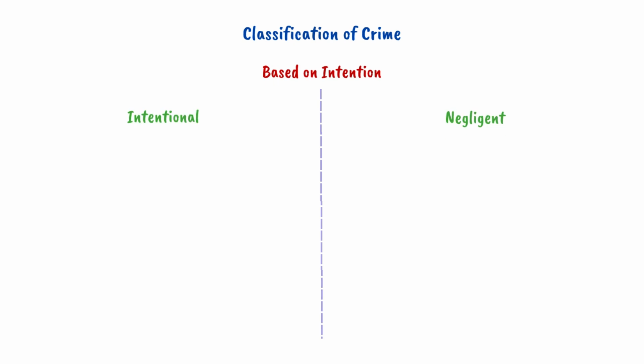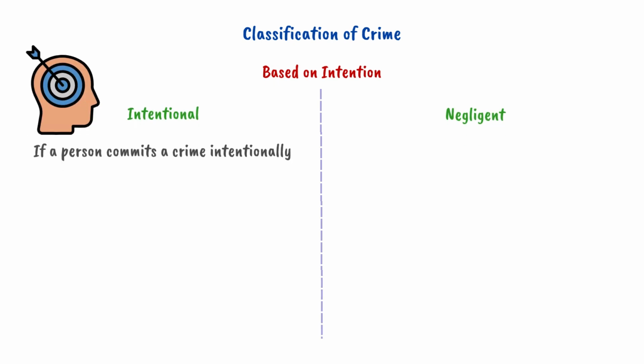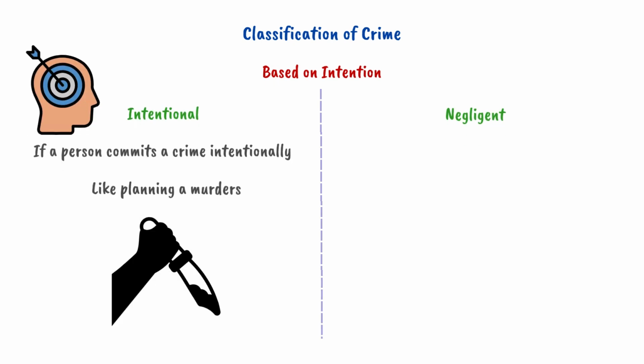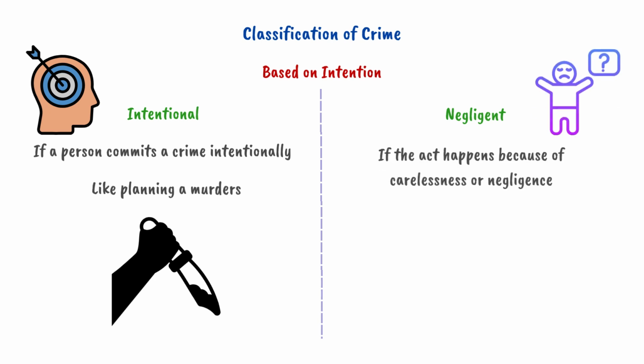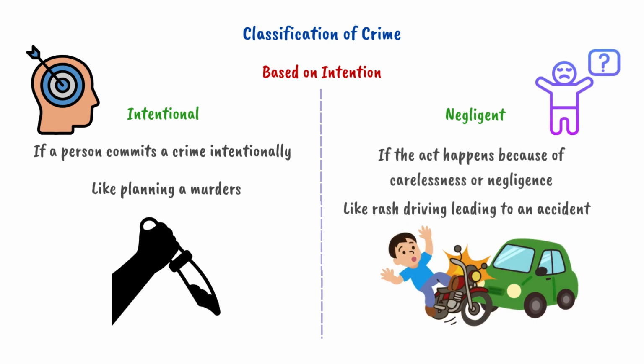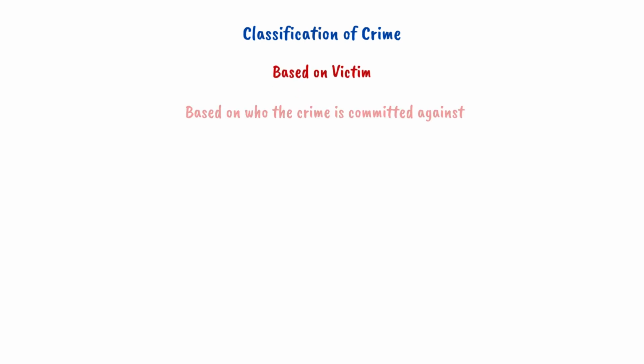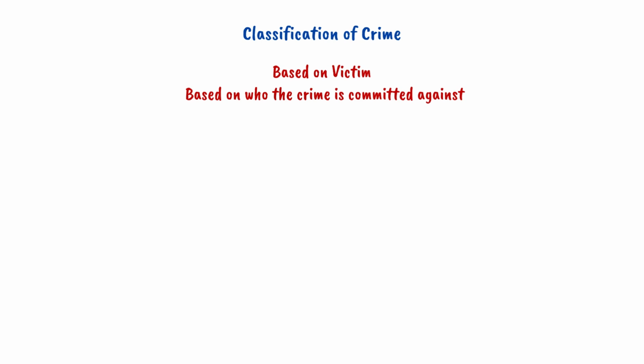Based on intention. If a person commits a crime intentionally, like planning a murder, it's an intentional crime. But if the act happens because of carelessness or negligence, like rash driving leading to an accident, it becomes a negligent crime. Based on victim, based on who the crime is committed against.